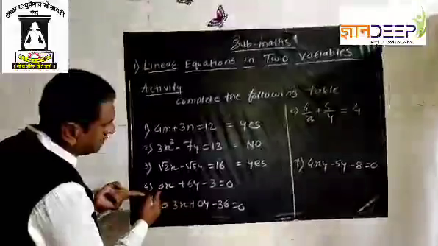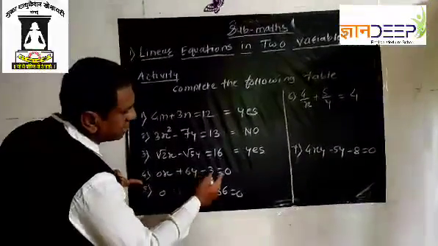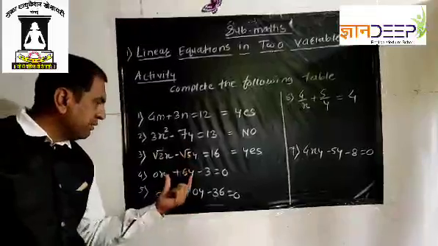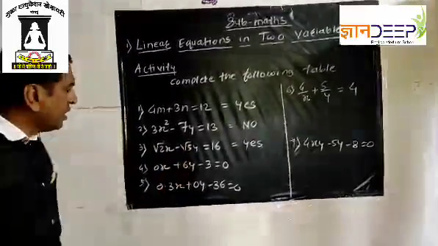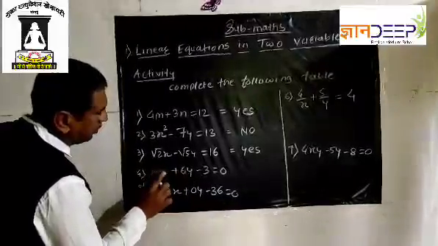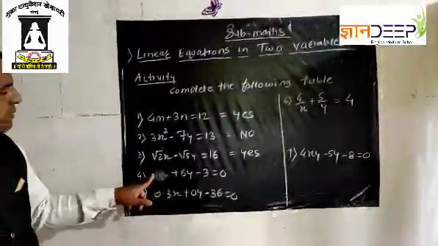Now number 4, 0x plus 6y minus 3 is equal to 0. Here two variables are there. Maximum degree of both variables is 1, but here a equal to 0. Means this term is not here. If we do the multiplication of 0 and x, it becomes 0.